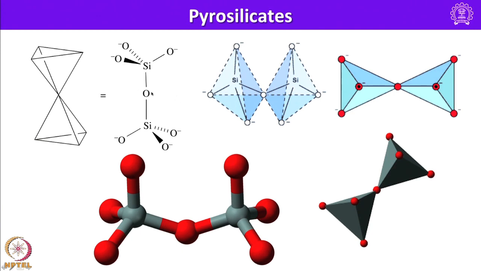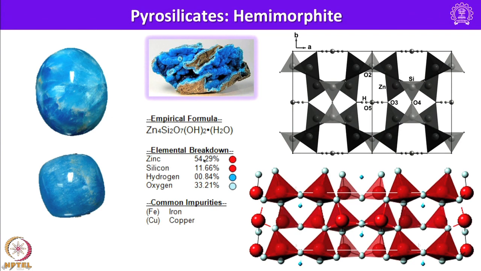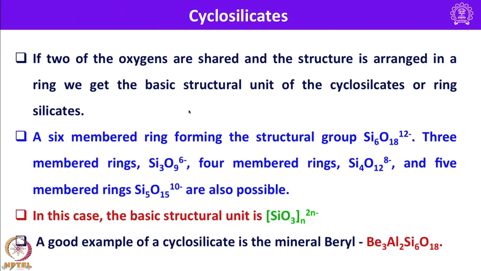Of course, the silicon is tetrahedral here, you can see here. These are the examples for pyrosilicates. Okay. And in pyrosilicates, of course, 2 such units are bridged by some other cationic species, zinc. Okay. Here you can see this is an example, and this is also a precious stone, hemimorphite, blue in color. Let us look into cyclosilicates.